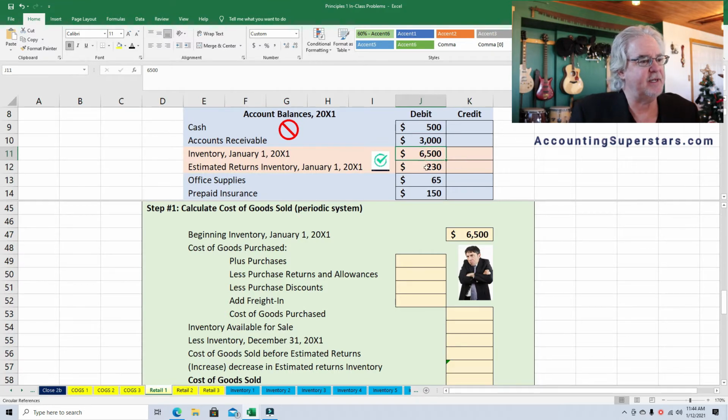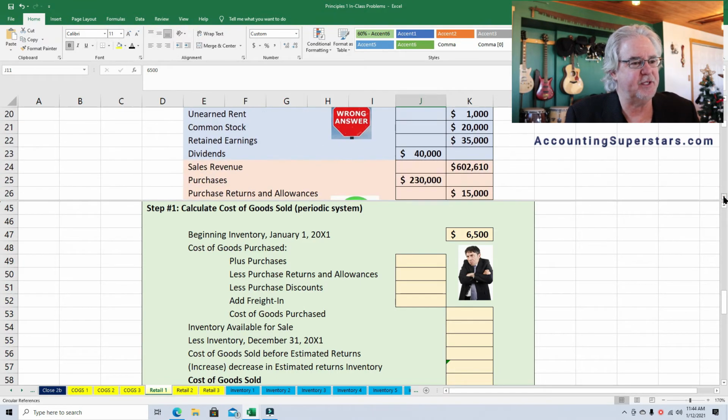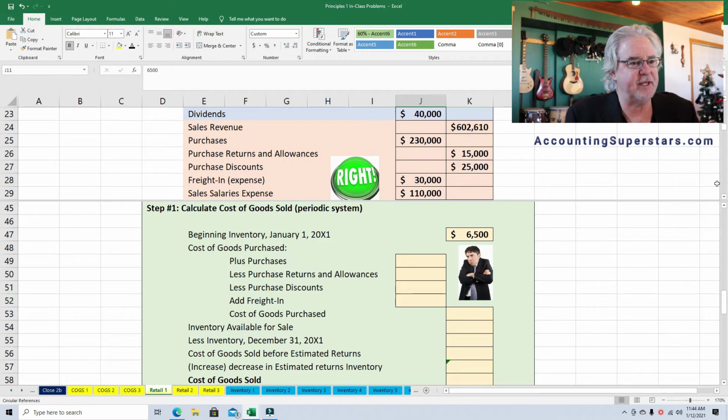And then we've got estimated returns inventory. Now we will use that number here later on. Well, we won't actually use that number, but it's related. So I just highlighted it in pink here so it stands out a little bit. So let's go down the page here. We're only using the numbers that are in pink.